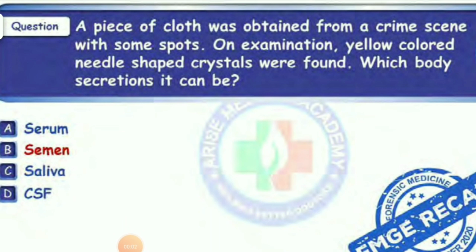Next question. A piece of cloth was obtained from a crime scene with some spots. On examination, yellow colored needle shaped crystals were found. Which body secretion can it be? Options are serum, semen, saliva, and CSF. The answer is semen.